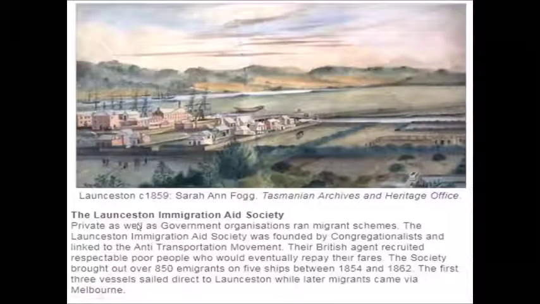Things like the Launceston Immigration Aid Society, telling you that there was 5 ships between 1854 and 1862, and it was 850 immigrants. So it gives you a few clues of, okay, somewhere else to look, another phrase to put in. So if you're typing in Google, you could type in Launceston Immigration Aid Society and see how many hits you get, more than just this one.